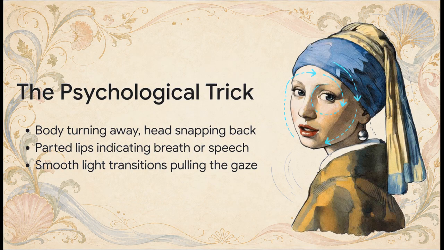To bring this character to life, Vermeer plays this absolutely brilliant psychological trick on us. Check out how her body is turning away, but her head is snapping right back towards us. Her lips are slightly parted, kind of indicating a breath she just took, or a word she's right about to speak. And Vermeer uses these incredibly smooth, light transitions. No hard lines at all, which essentially pulls our gaze into this endless loop. We go from her eyes, down to her lips, over to the earring, and right back up again. It makes the whole thing feel like this unfinished moment that you, the viewer, literally just interrupted.